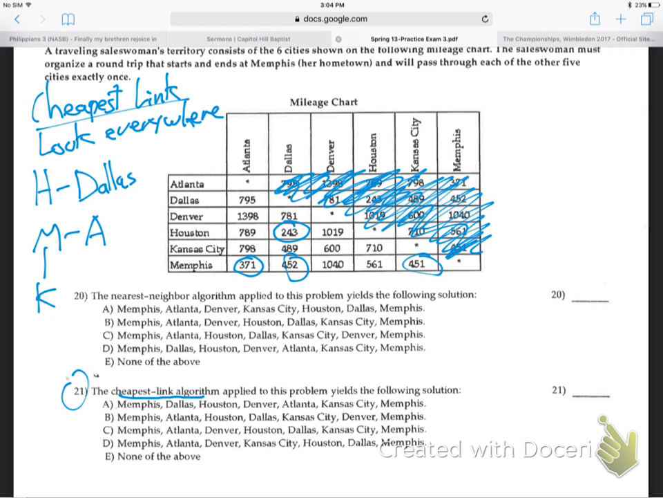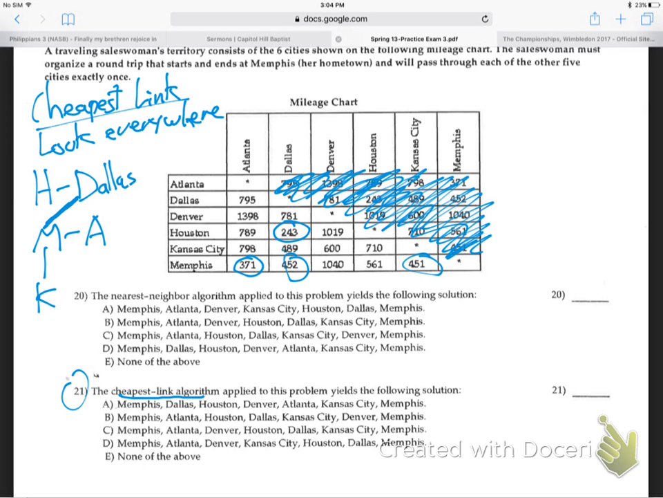452. Can we take that one? Yeah. That's a Memphis, Dallas. So if I make the Memphis, Dallas connection there, see, I just did M to Dallas. That's a no-no. Why? Because Memphis is already followed. That would be 3 connections to Memphis. See how that's a no-no?